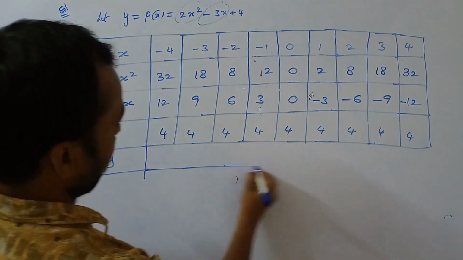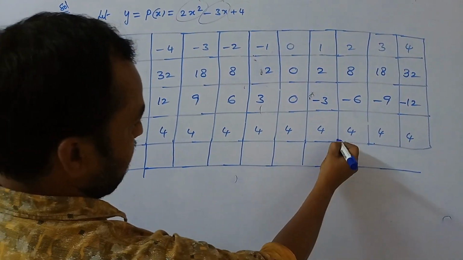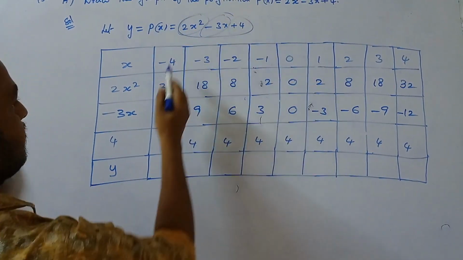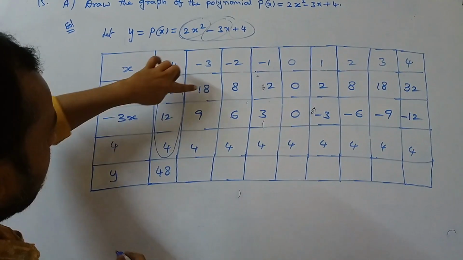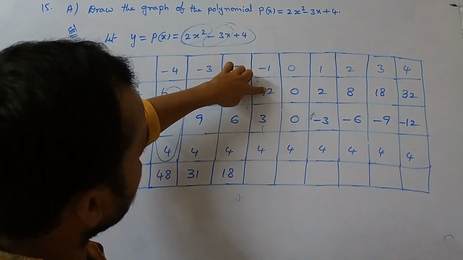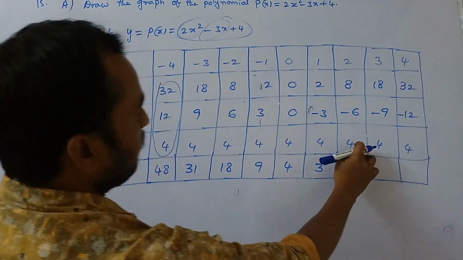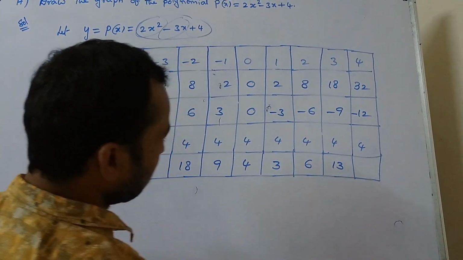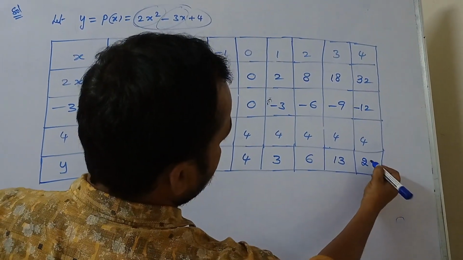Now y. Add these three terms: 32 plus 12 is 44, 44 plus 4 is 48, 18 plus 9 is 27, 27 plus 4 is 31, 8 plus 6 is 14, 14 plus 4 is 18, 2 plus 3 is 5, 5 plus 4 is 9, 2 plus 4 is 6, 6 minus 3 is 3, 8 plus 4 is 12, 12 minus 6 is 6, 18 plus 4 is 22, 22 minus 9 is 13, 32 plus 4 is 36, 36 minus 12 is 24.